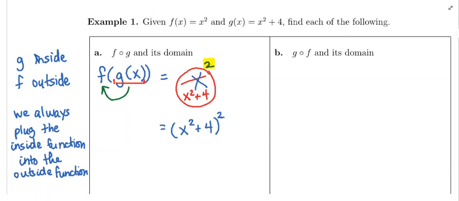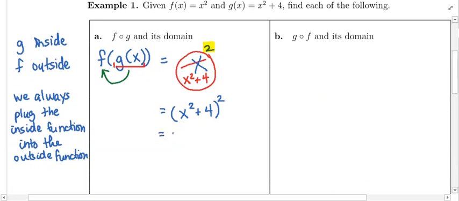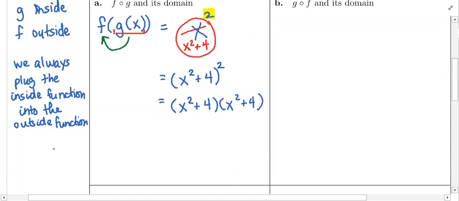We do need to simplify. So let's go ahead and do this. If you square something, that means you're multiplying it by itself. So this is going to be x squared plus 4 times x squared plus 4. I'm going to go out to the side. I'm going to box or FOIL it. So let's see. I'll have x squared plus 4 times x squared plus 4.